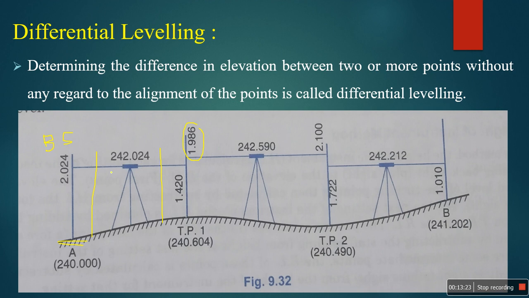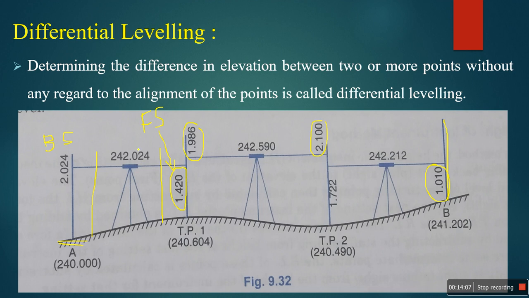Clear? Then before the shifting of the instrument, so this is the first instrument setup, this is the last instrument setup, the staff reading here will act as a foresight, that is FS. Remember that one. FS is a staff reading taken before the shifting of the instrument, or at the end of the surveying work. These readings will act as a foresight, or FS.